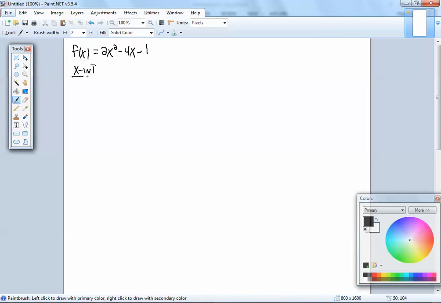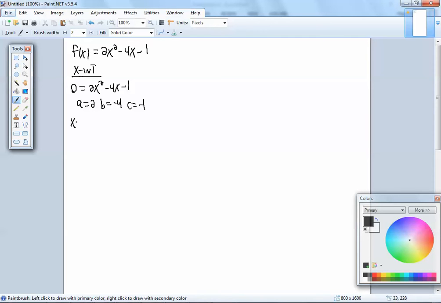Okay, the x-intercepts. To find the x-intercepts, you always plug 0 in for the other variable, so plug 0 in for y, which in this case is f of x. So we got 0 is equal to 2x squared minus 4x minus 1. Now this does not appear to factor, so I'm going to use the quadratic formula. Whatever number's in front of your x squared is your a, so that's 2. Whatever number's in front of your x is your b, a negative 4, and whatever number's at the end is your c, negative 1.